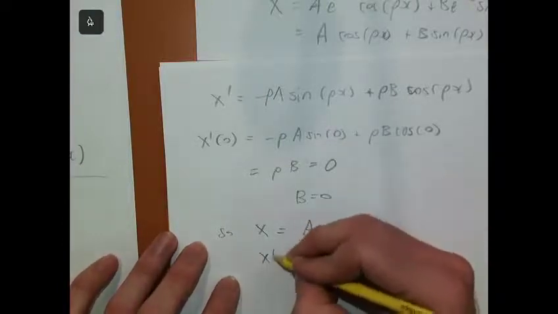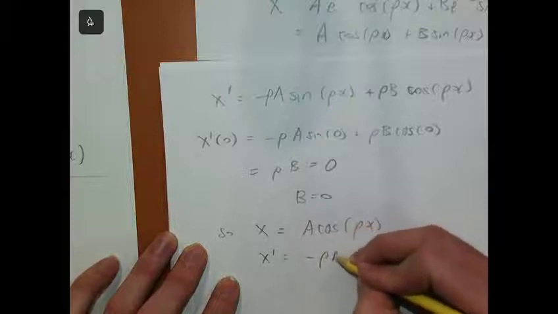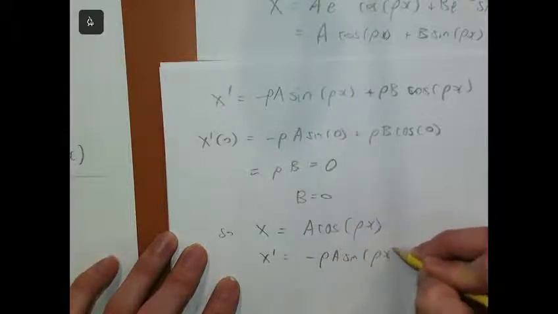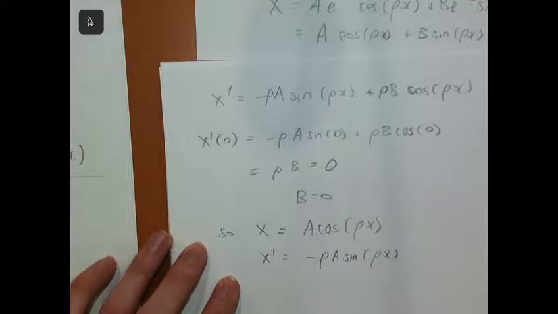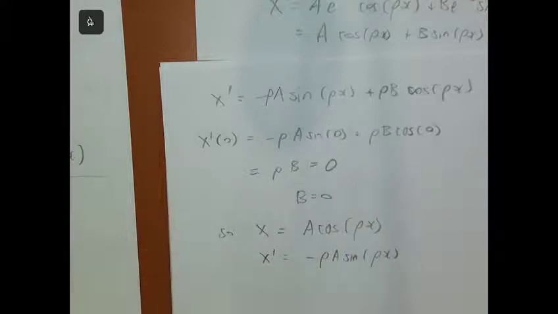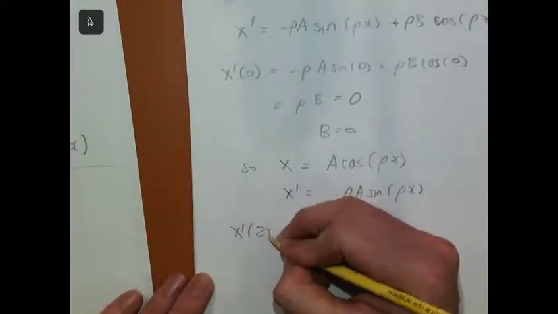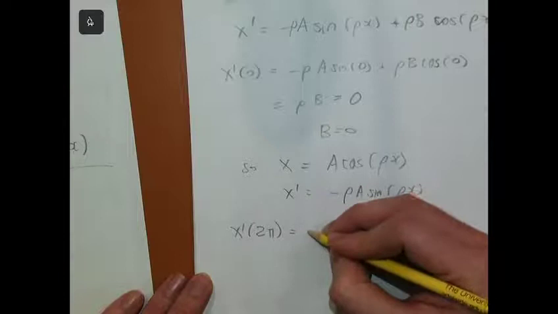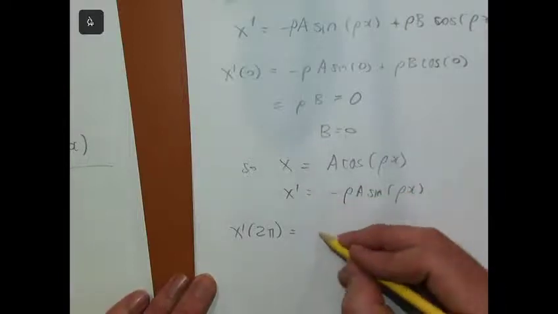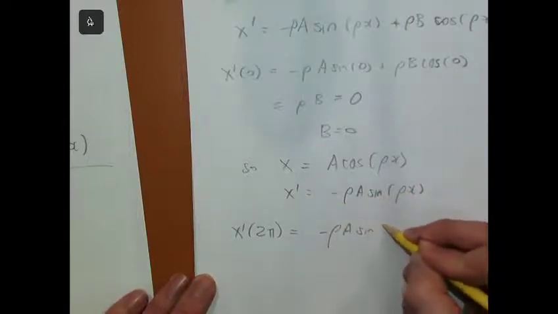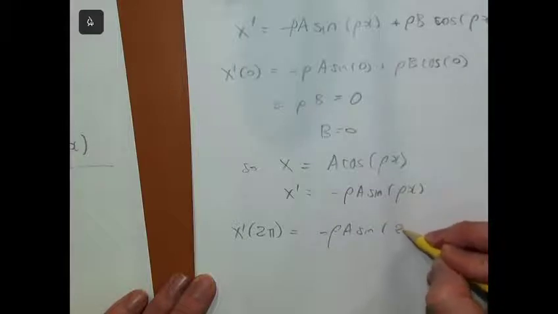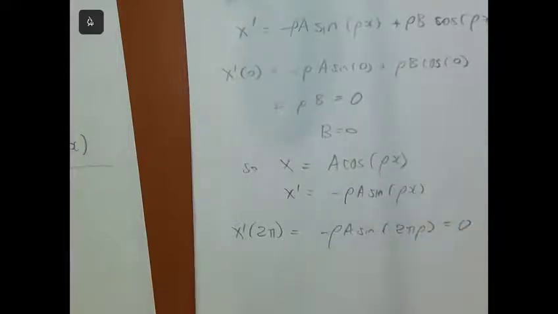And my x dashed is actually just minus rho a sine rho x. Right. Now my other initial condition is that x dashed of 2 pi is 0. So x dashed of 2 pi is minus rho a sine rho times 2 pi. And this is supposed to come out to 0.